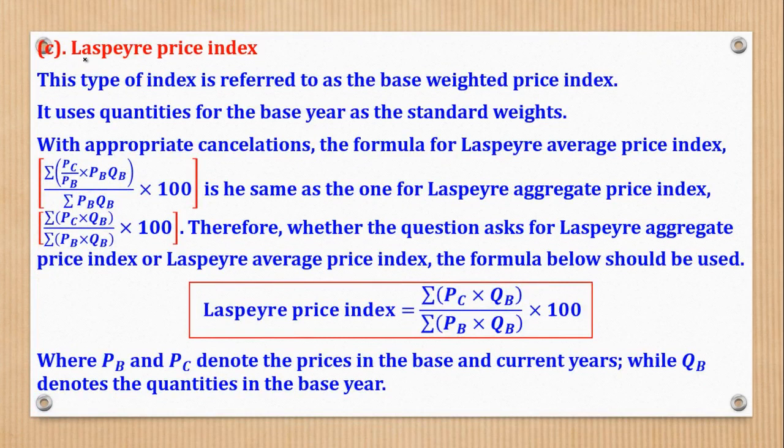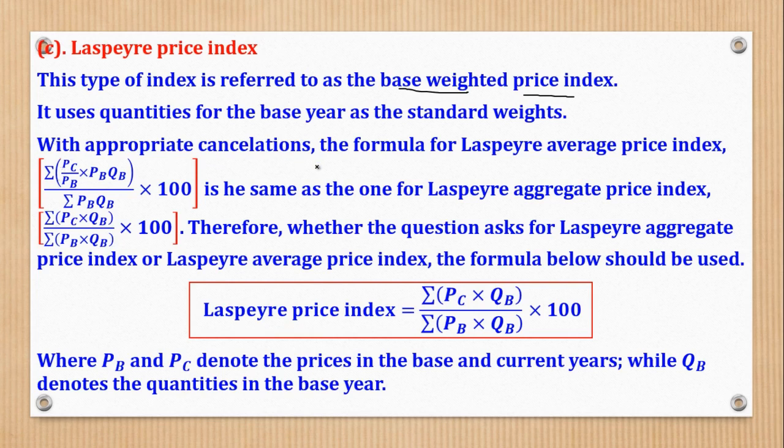Then the Laspeyres price index. This type of index is referred to as the base weighted price index. So it uses base year quantities. Paasche used current year quantities, Laspeyres will use base year quantities, and remember, value index used both base year and current year quantities. So those are the three types of quantity index numbers.